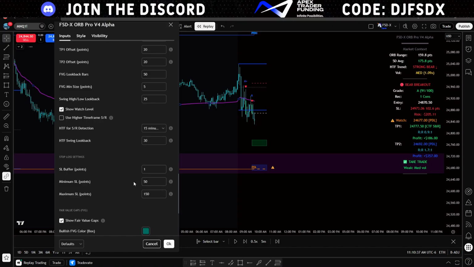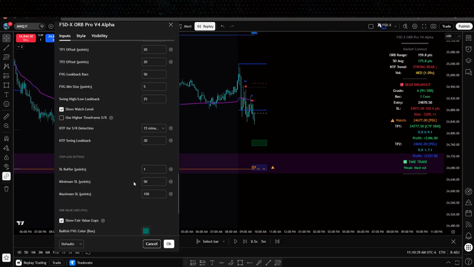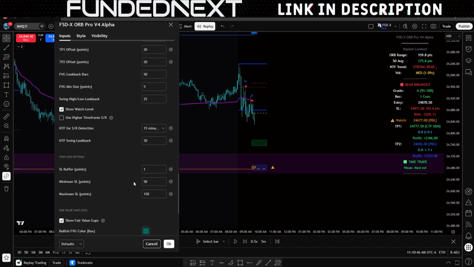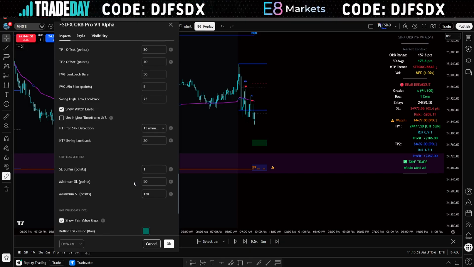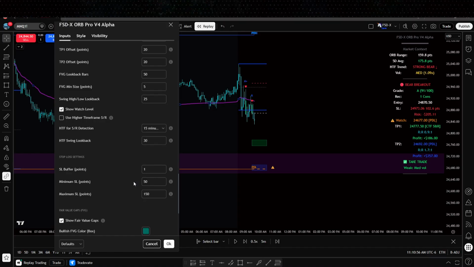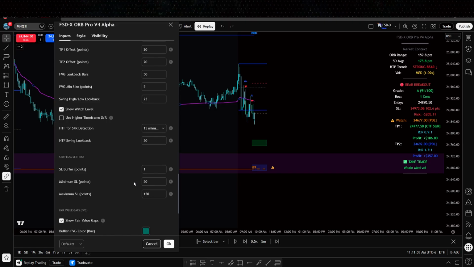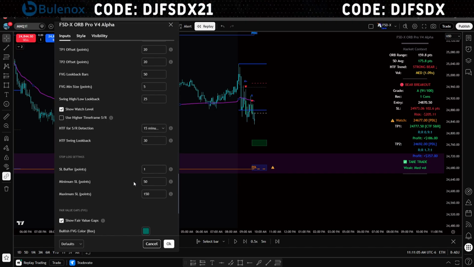Okay, so the minimum SL points is 50. So basically a stop loss cannot be smaller than 50 points. That's what I found works best with NQ. And a max of 150 points. In my backtesting, there have only been 3 trades in 5 years that ever got close to 150, or about that. It just gives it enough room to breathe.